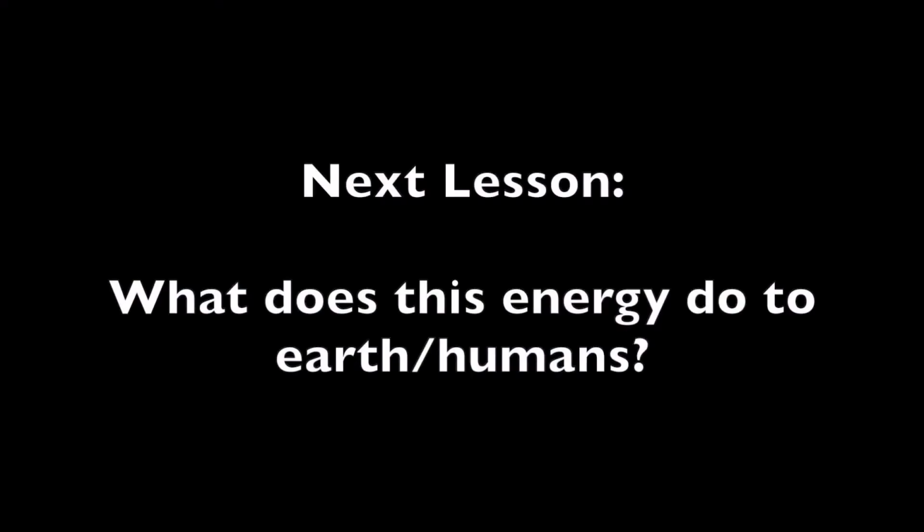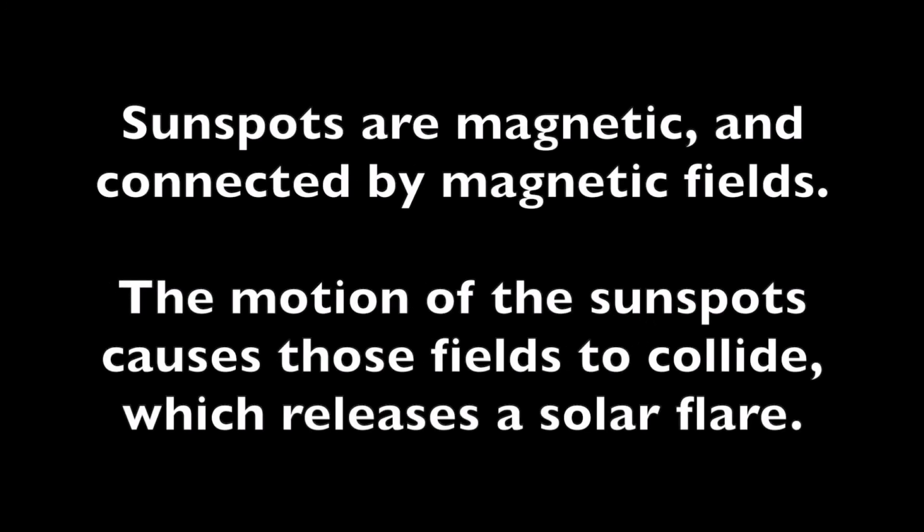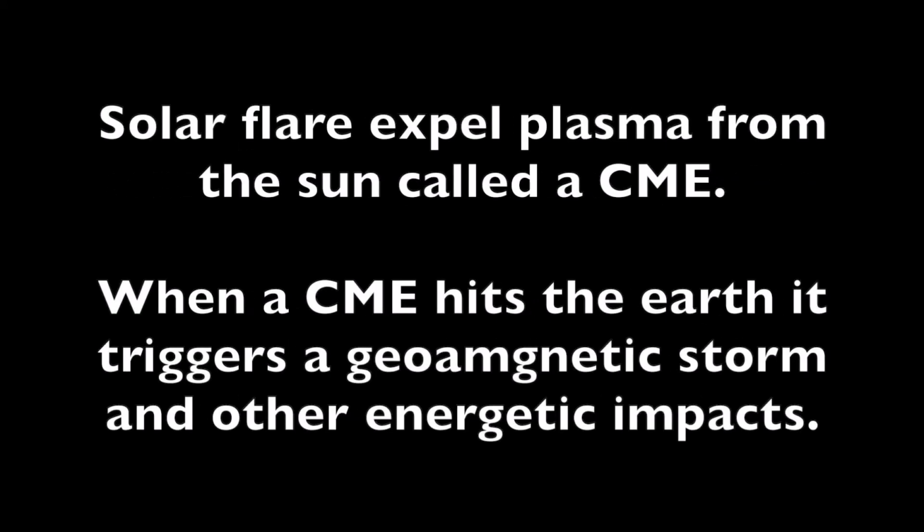In the next lesson, we will be discussing what these energies do, but for now, just remember, sunspots are magnetic, and they are connected by magnetic fields full of electrified plasma. When the sunspots move around, the fields can interact and collide, releasing a solar flare, which then can send out a coronal mass ejection, and if it hits Earth, it can trigger a geomagnetic storm and other energetic effects on our planet.